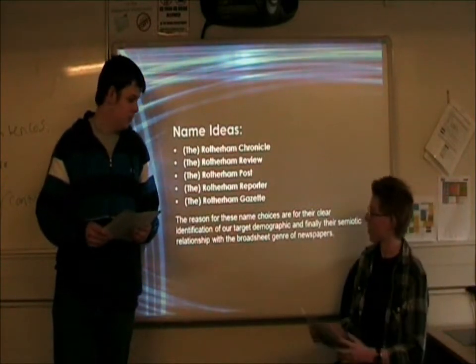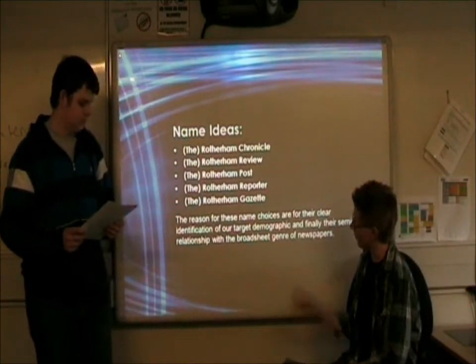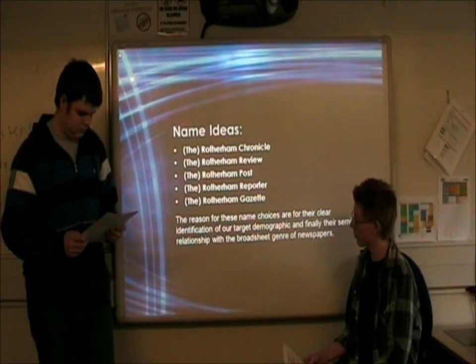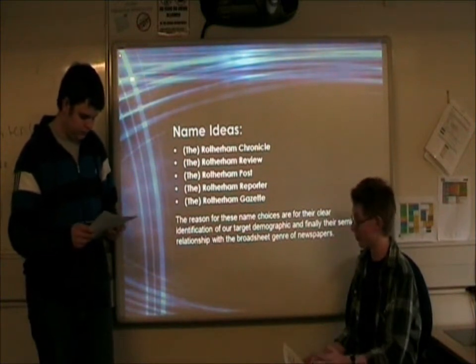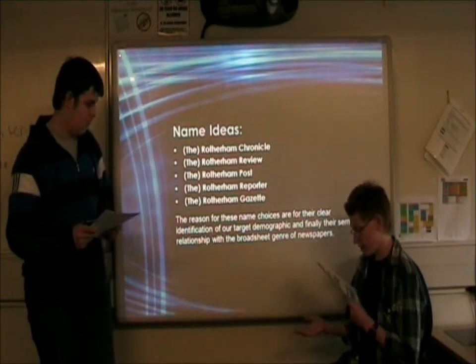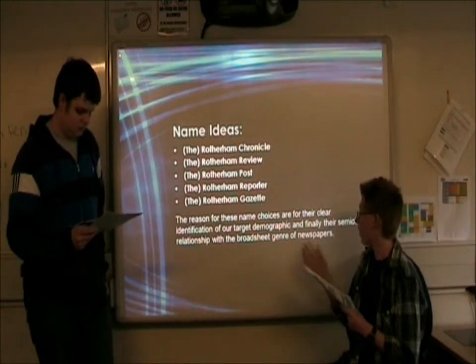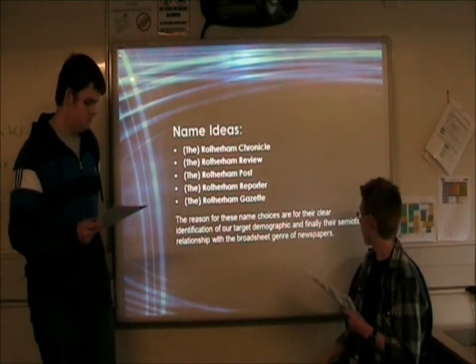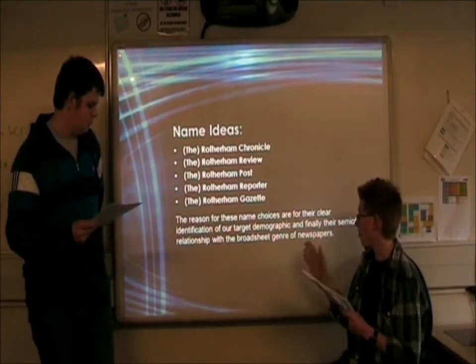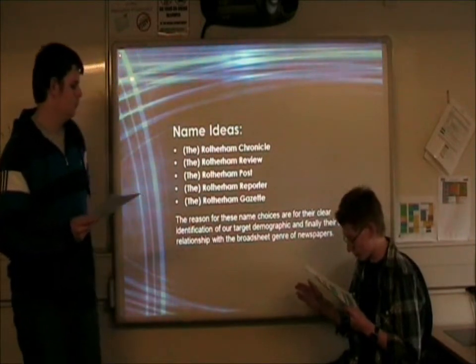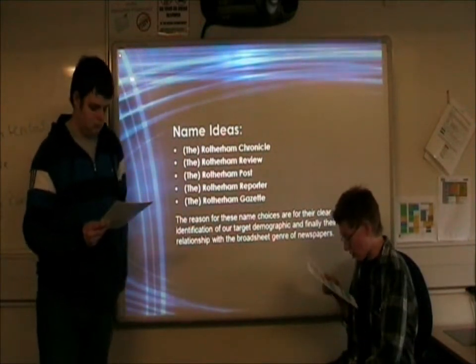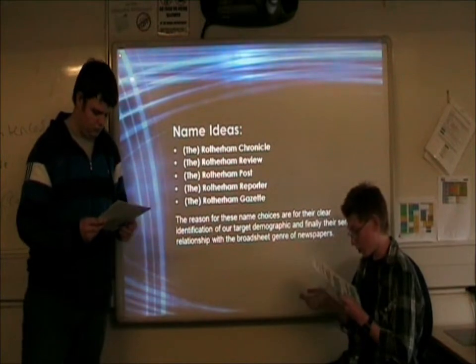So, for our name ideas. Five name ideas we've had, as you can see, are the Rotherham Chronicle, the Rotherham Review, the Rotherham Post, the Rotherham Reporter, and the Rotherham Gazette. And as it says, the reason for these name choices are their clear identification of our target demographic, and some interrelationship with the broadsheet genre of newspapers, which is the genre of local newspaper we're wishing to create.